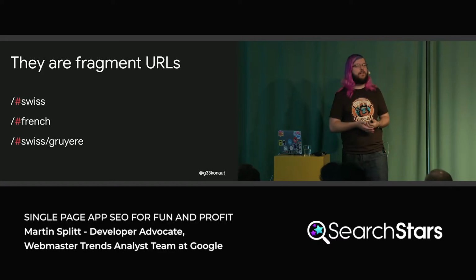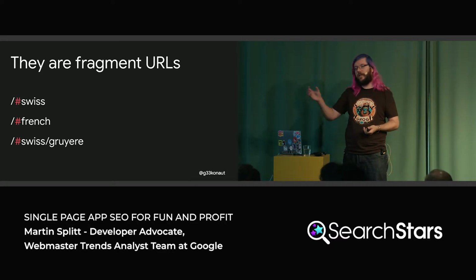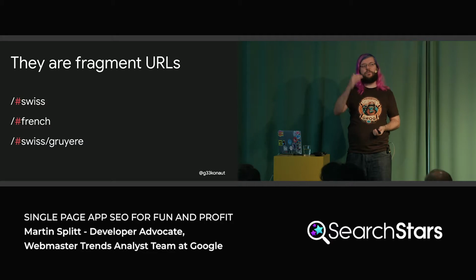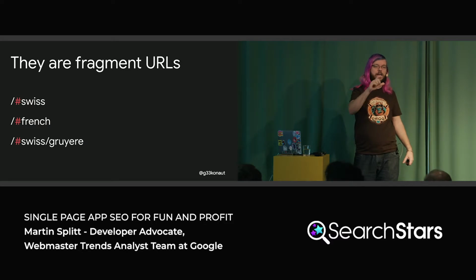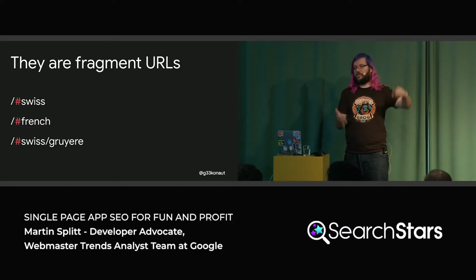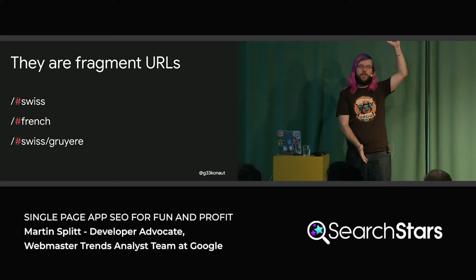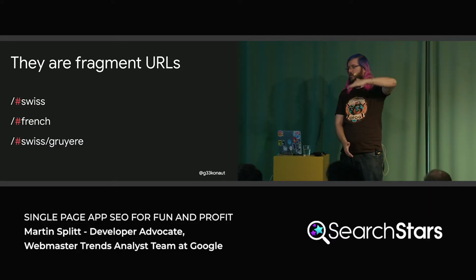These fragment URLs are not meant to load different content. These fragments are to navigate to a specific part of the existing content. I have a very long page. I want to go to this very specific part. Crawlers don't care. We just index the entire page. So as far as we know, this is just navigating within this content.